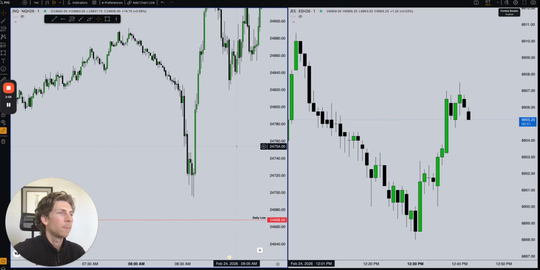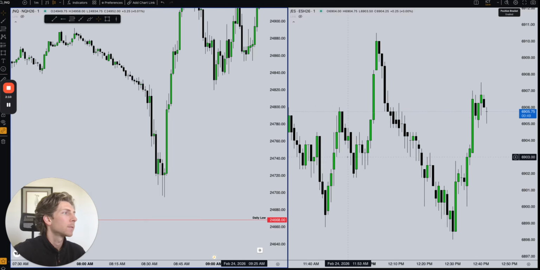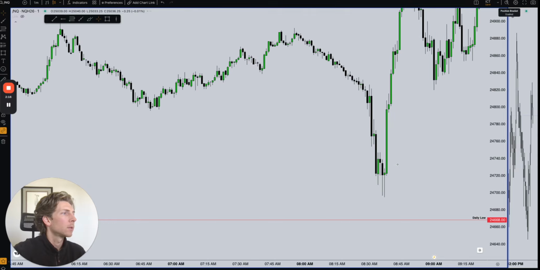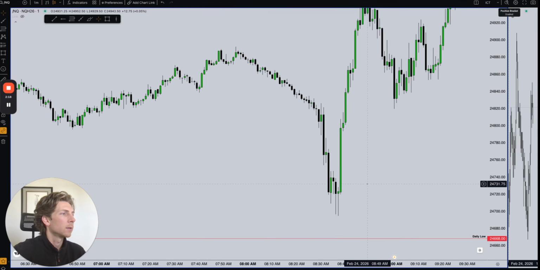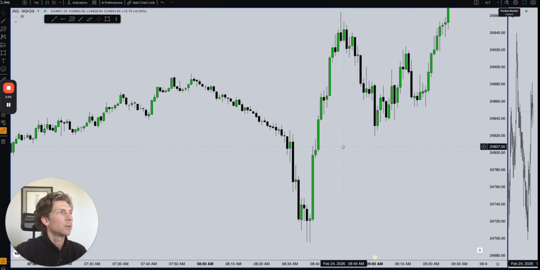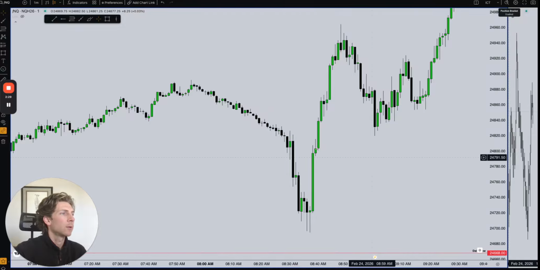So this is the 1 minute chart on NQ. I'm going to make it bigger. This is what we see here. A very nice response and an extreme, really parabolic reversal on NQ. And how could you trade this? There are multiple ways to trade this.